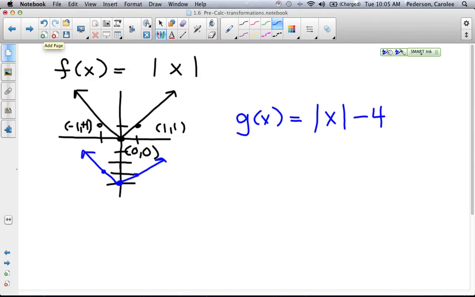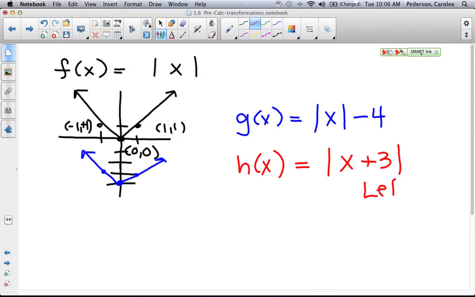Now let's make up one more function. Let's say I call this h of x. And now notice the difference where that transformation is. It's going to be inside that absolute value. So now where am I going to move this V? To the left. And I always say think opposite. So I'm going to move to the left 3 units. So I pick up that black parent function, and I move it to the left 3 units.